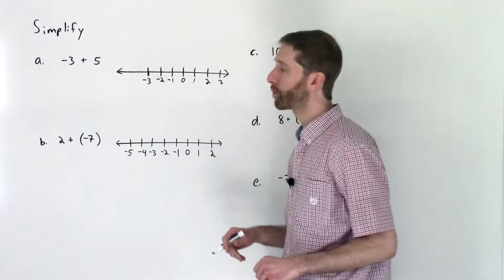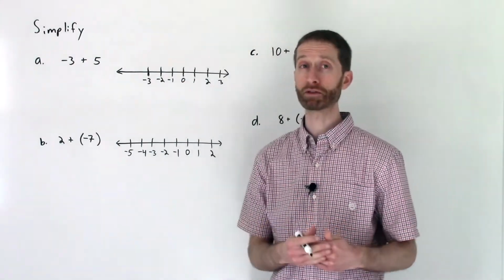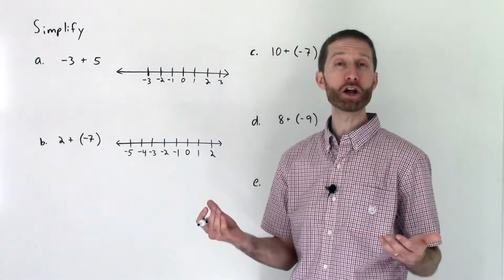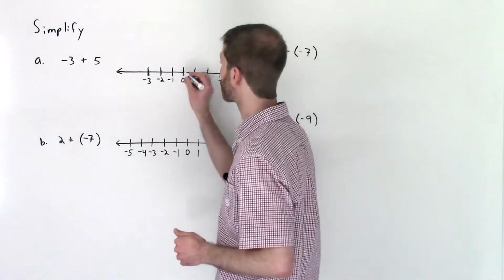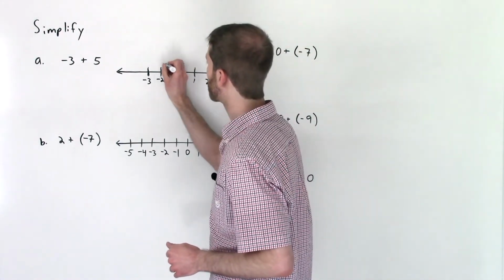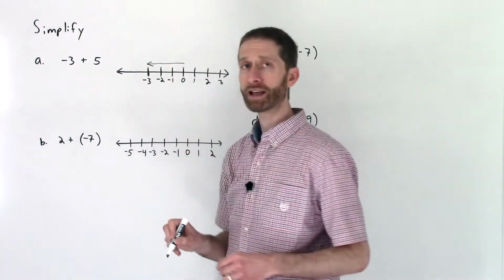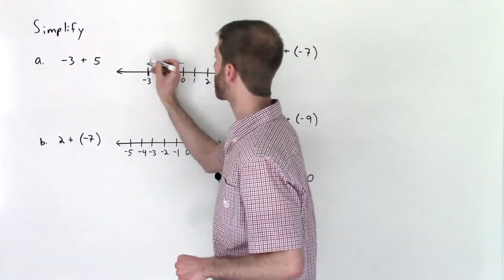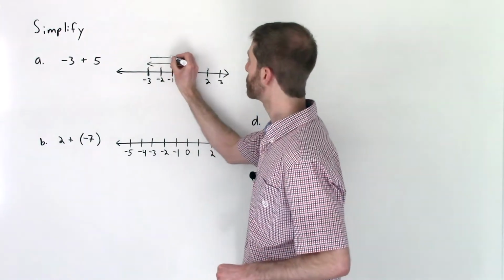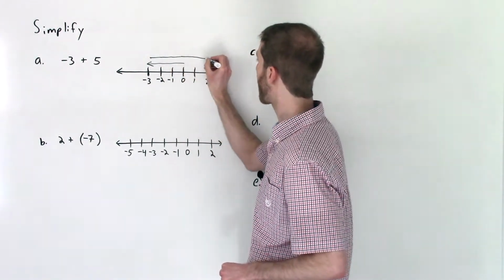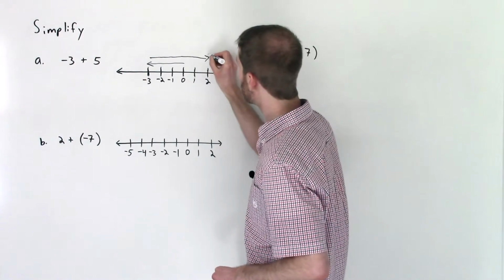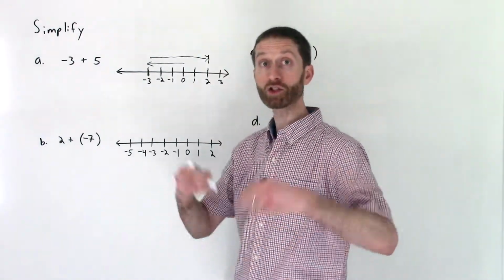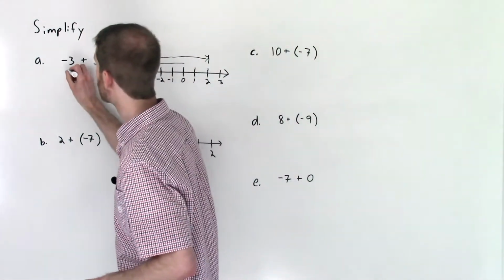So in this first problem, we're told to add -3 plus 5. As far as a number line goes, that means go to the left 3, right? So we're going to go left 3, like that, get to -3, and then go to the right 5, add on 5. So I'd go to the right 1, 2, 3, 4, 5. And I'd end up right here at 2. So our answer, according to a number line, is 2.